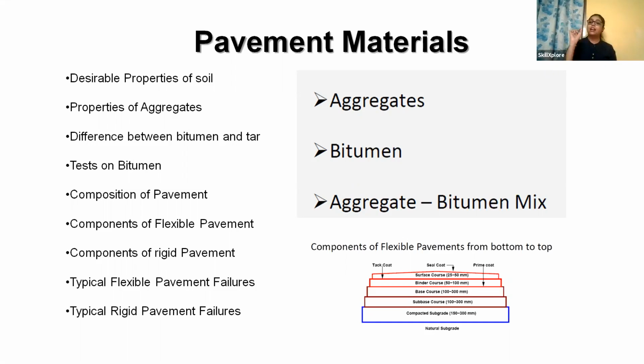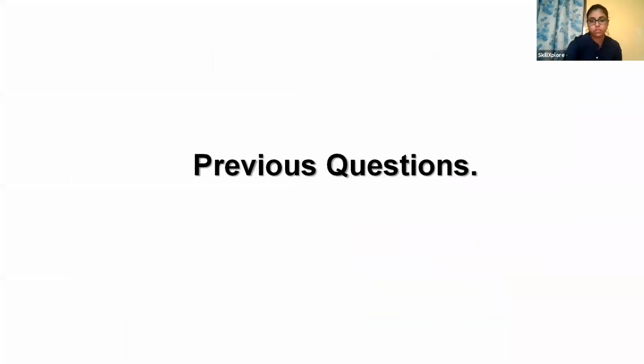Here the double bars will be there, and all these things, the uneven movement of these pavement surfaces will be there. So the kind of distresses which we can expect in rigid pavement is different. So we will be addressing both of these separately. So now we will see some of the previous questions.